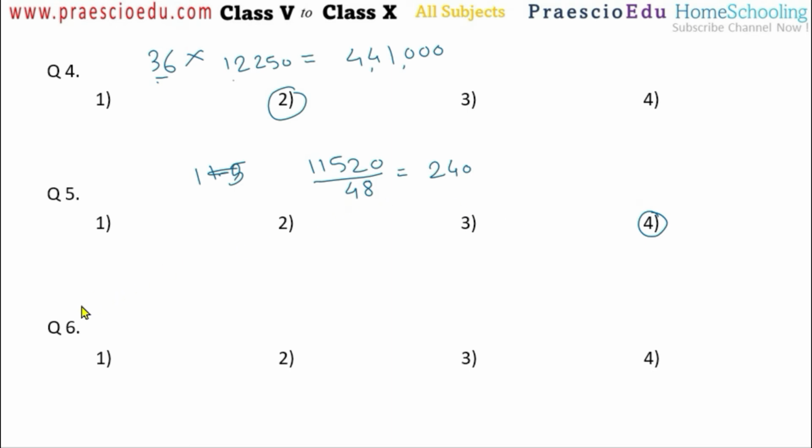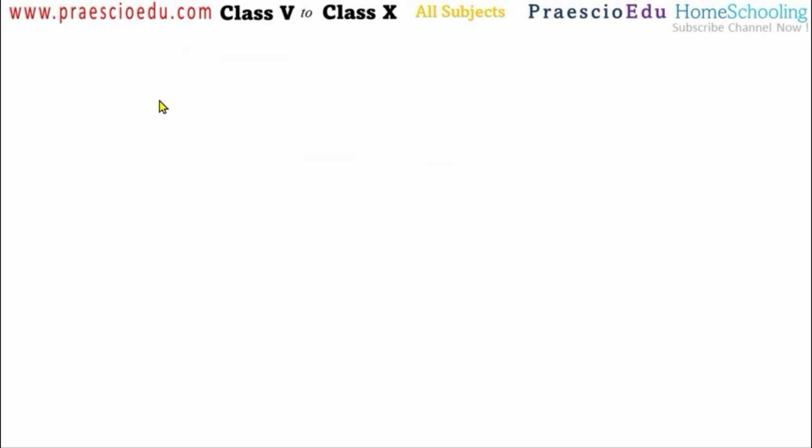Now question number 6. The cost of 50 gross pencils is rupees 10,800. This is very important. I'm just taking the next slide. So the cost of 50 gross pencils is rupees 10,800. What is the cost of 15 gross pencils?